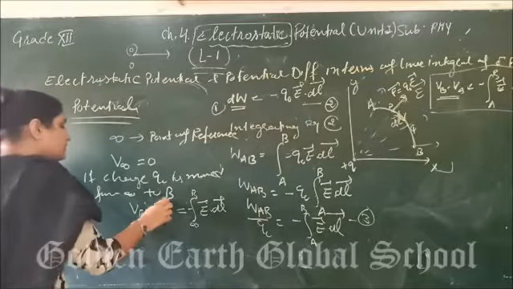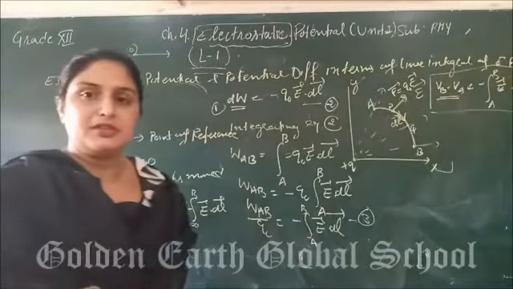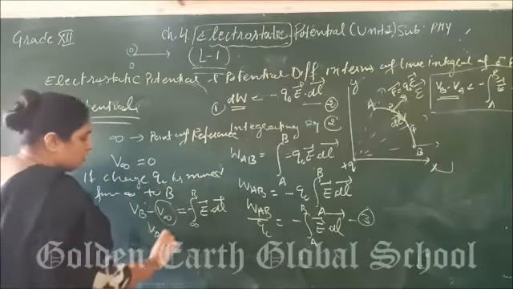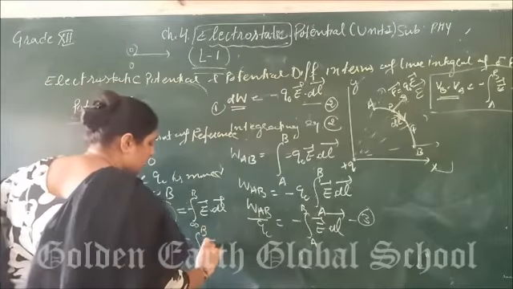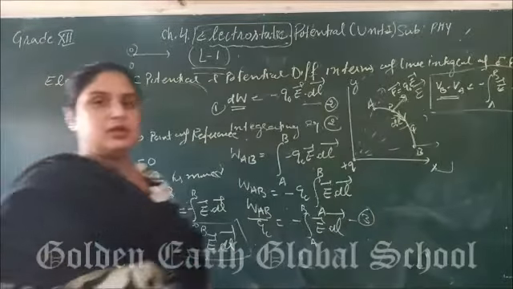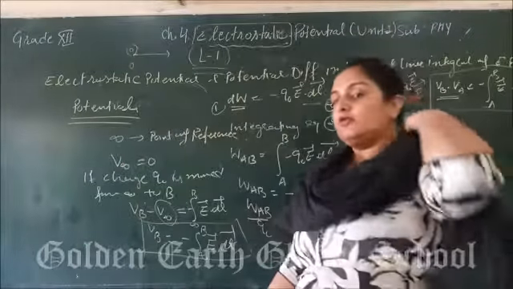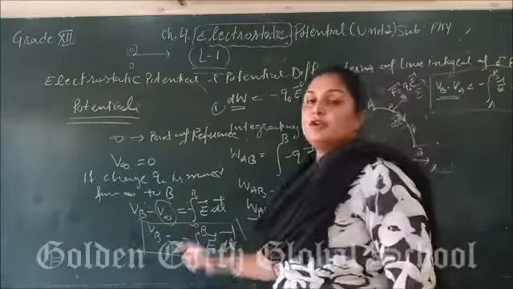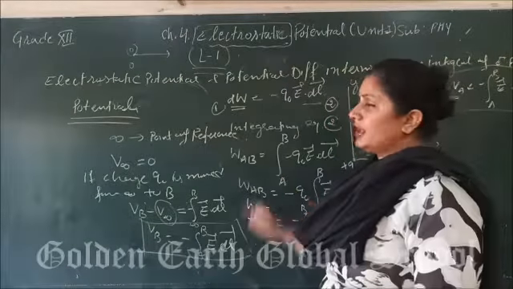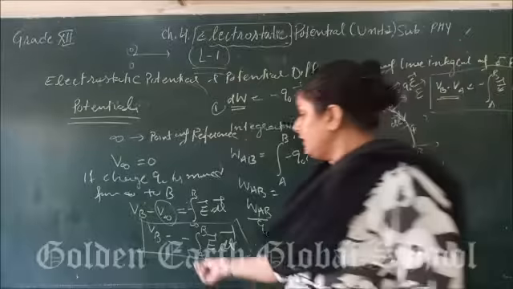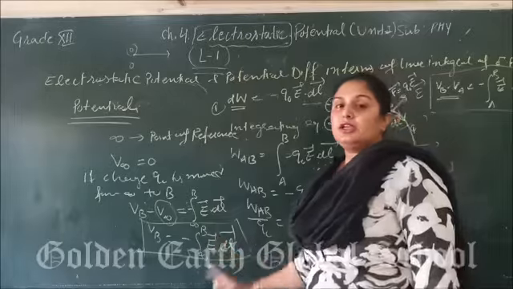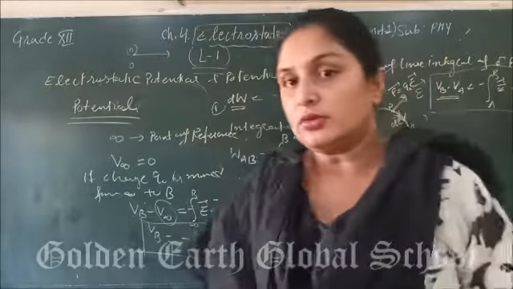We have said that infinity is the point of reference, so the potential at infinity, V infinity, will be 0. So VB is equal to minus the integral from infinity to B of E dot dl. So the potential at a point is equal to the negative of the line integral from infinity to point B. If you define the electrostatic potential at any general point, then the potential at any point will be equal to the negative of the line integral of the electric field from infinity to that point.